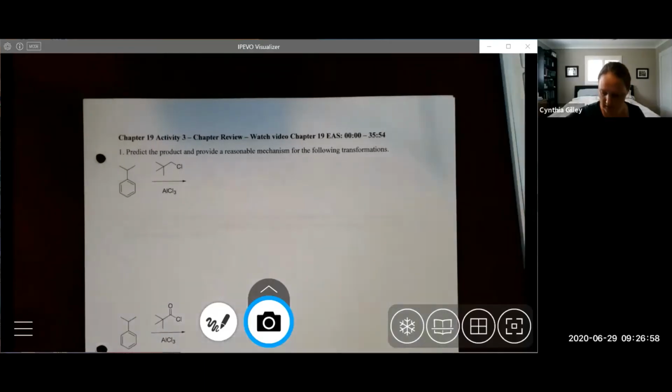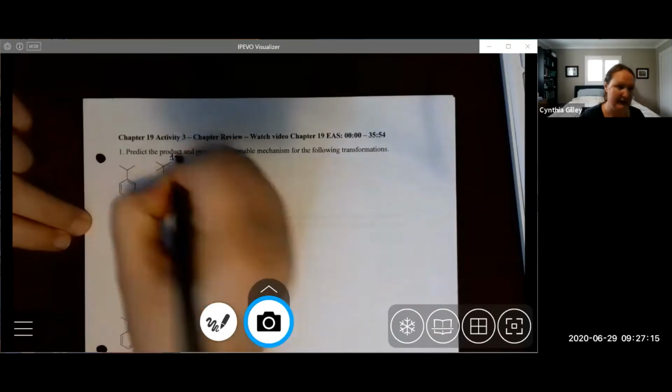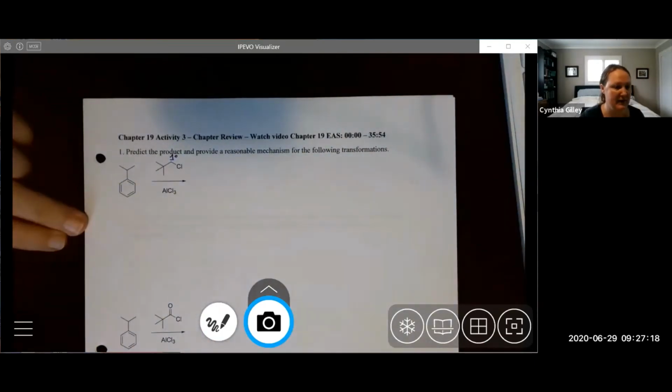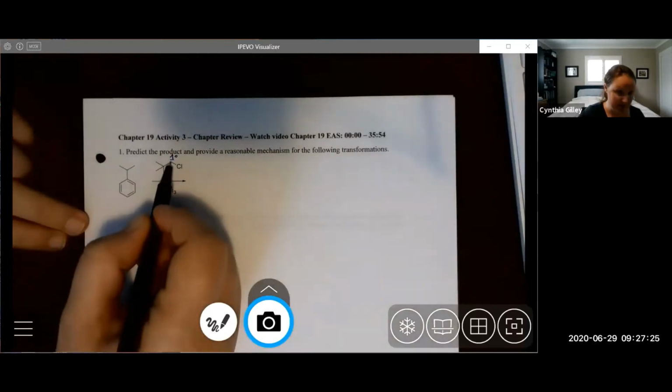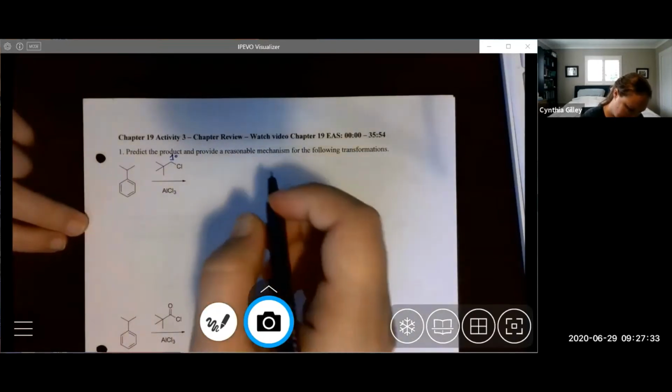So we are going to be starting out with some mechanisms and predicting the product for an electrophilic aromatic substitution reaction. Whenever you have a primary alkyl halide and you're doing a Friedel-Crafts alkylation reaction, you need to think about rearrangement. If the primary group is larger than an ethyl group, then a rearrangement will occur. So let's look at how that would work.